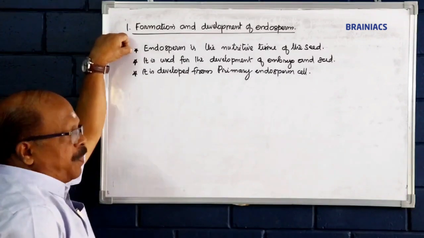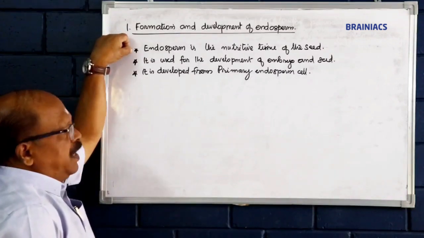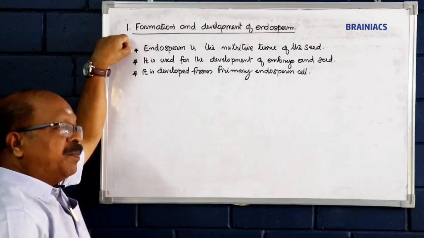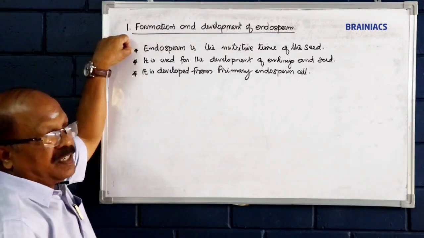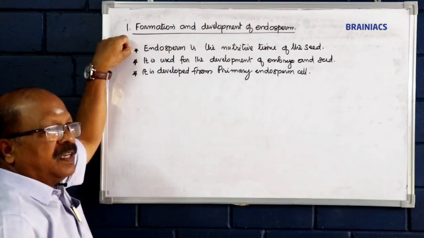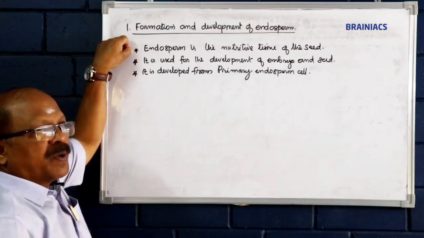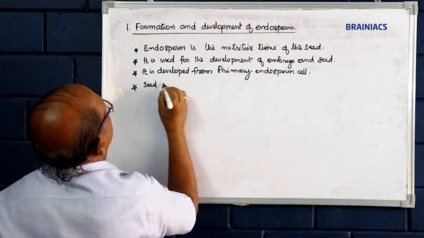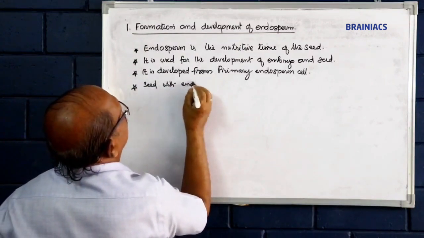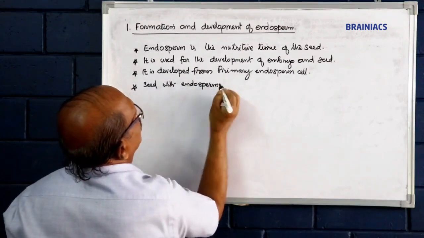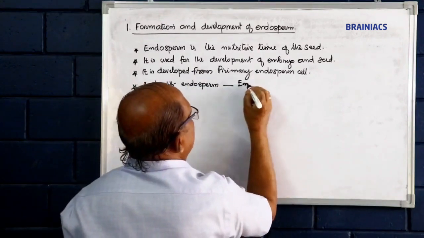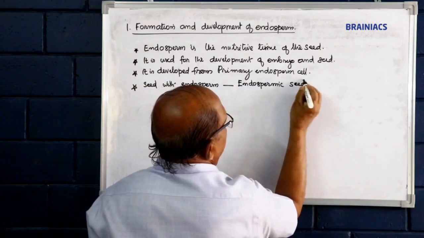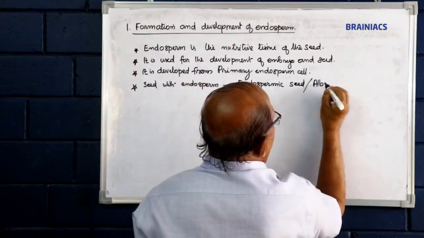In some seeds there is no well developed endosperm because it is consumed completely for the development of embryo and seeds, and that is why seed may be with endosperm or without endosperm. So, seed with endosperm is endospermic seed, or albuminous seed.